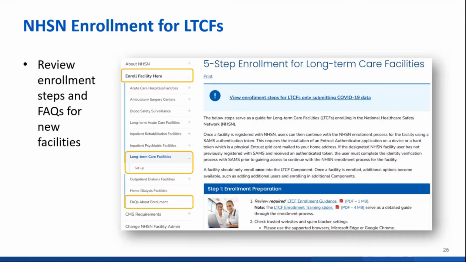Let's look at other NHSN web pages of interest. The long-term care facility enrollment web page is located on the navigation bar under the Enroll Facility Here heading. You will see enrollment information for various facility types. On this web page, facilities can locate the 5-step enrollment instructions for long-term care facilities, along with FAQs about the process.